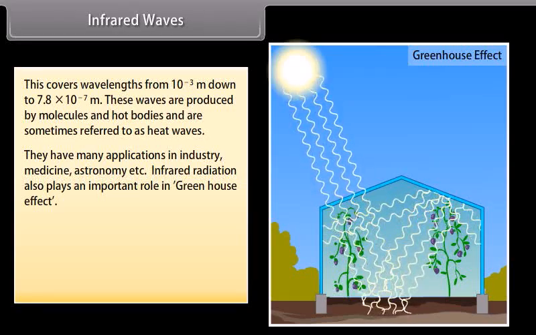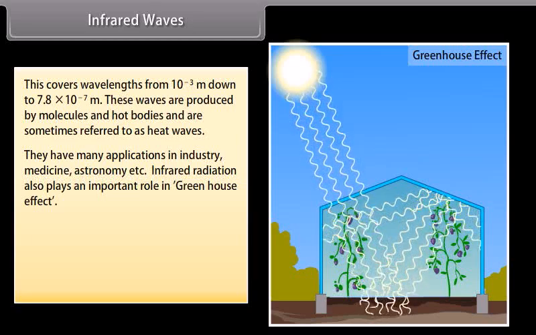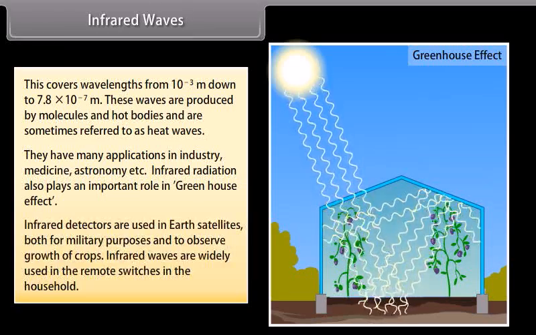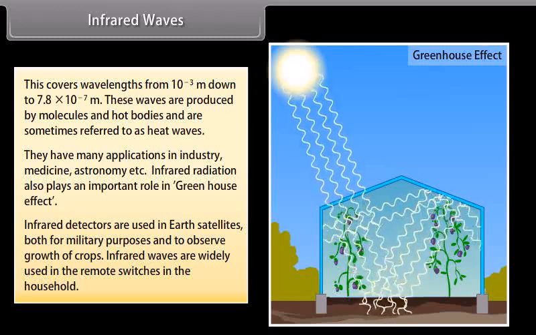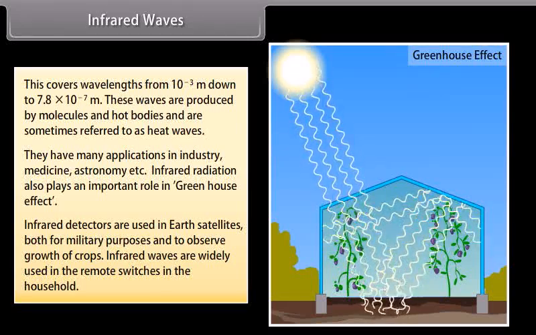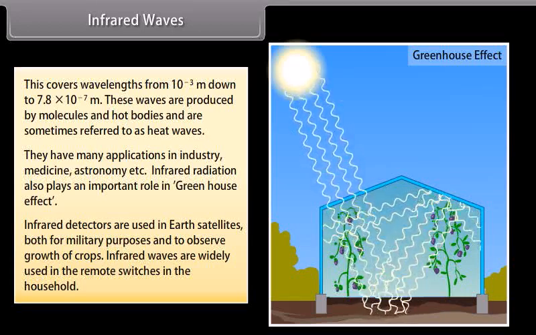Infrared radiation also plays an important role in greenhouse effect. Infrared detectors are used in Earth satellites, both for military purposes and to observe growth of crops. Infrared waves are widely used in the remote switches in the household.